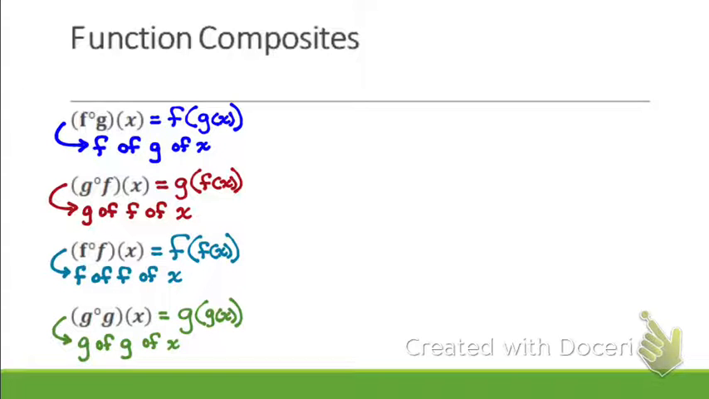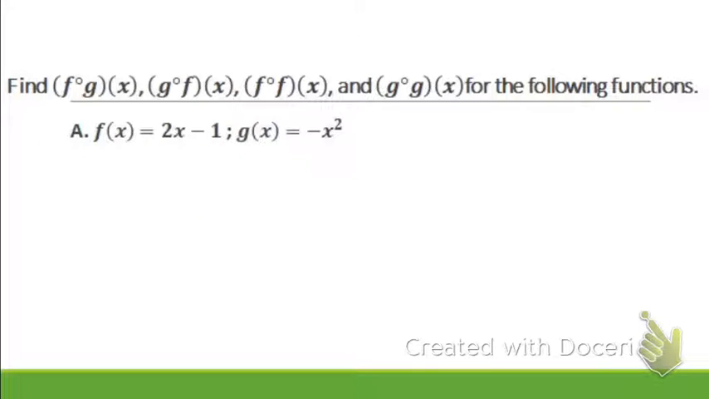You guys okay if I put our examples up? Okay. You good? All right. So we're going to do all 4 of these. Let's do f of g of x first. So f of g and g of f.